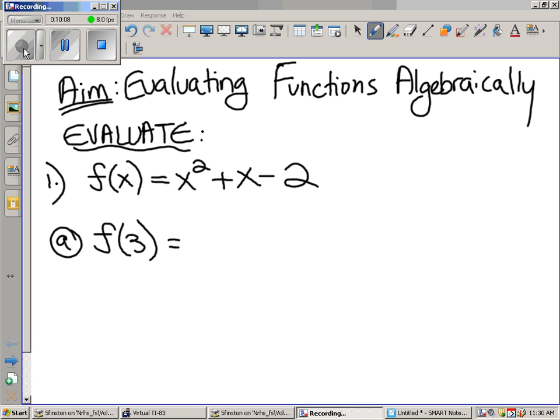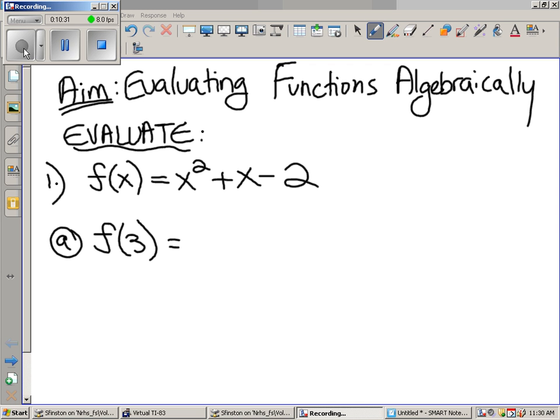Last part of our lesson: how do you evaluate functions algebraically? We've been given question number 1, an equation. We said f of x equals x squared plus x minus 2, and we want to know what's the value of that function when x is equal to 3. So any ideas how do you solve a problem like this?